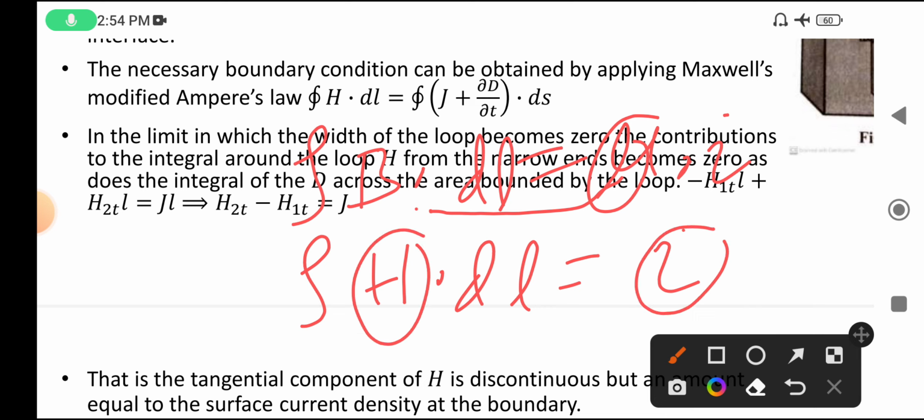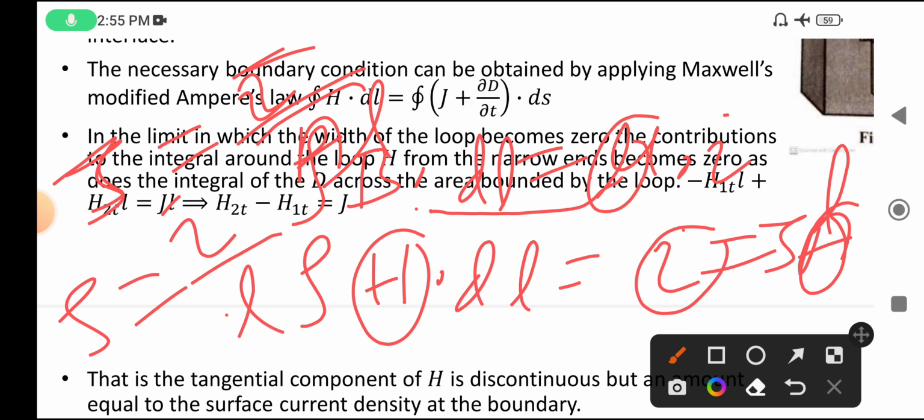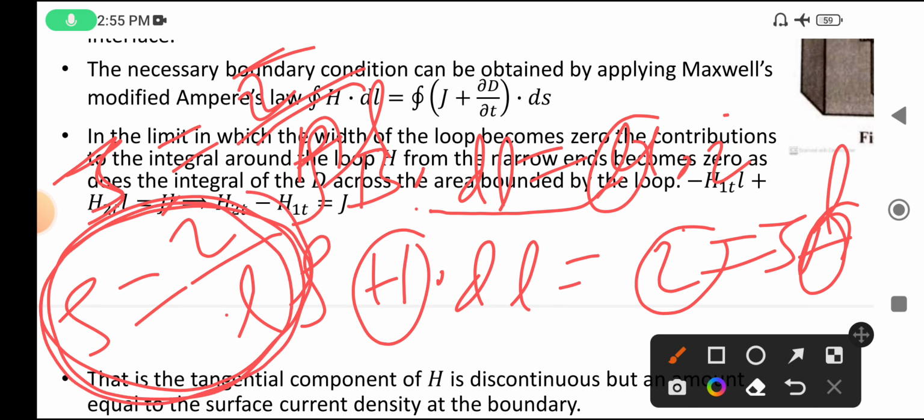I is called current, and current can be written as current density into area. Why? Current density is current by area. But here we are not taking a big area, so instead of taking area, simply take length only. So current density J is equal to I by L, current by length, we have taken here. Please keep in mind this formula: J is equal to I by L. From this, I is equal to JL we can write.